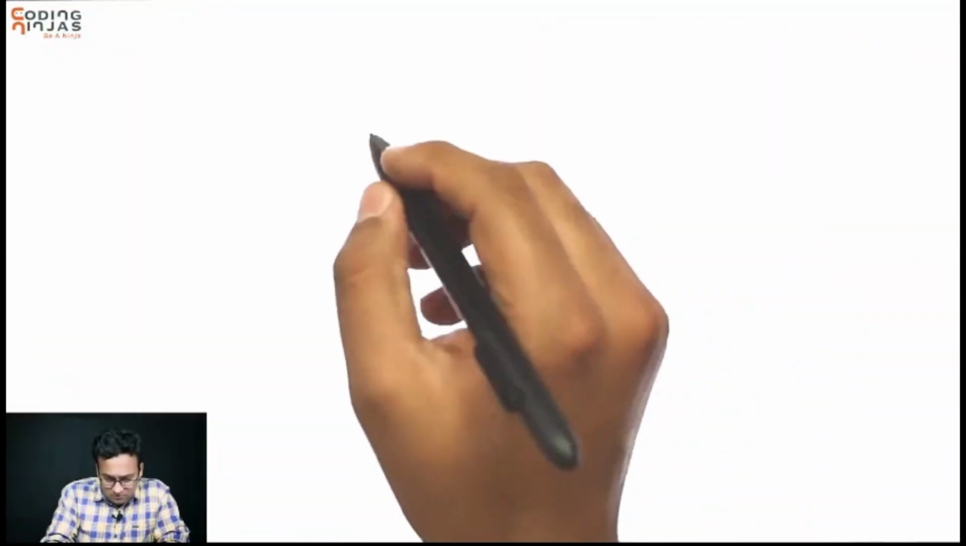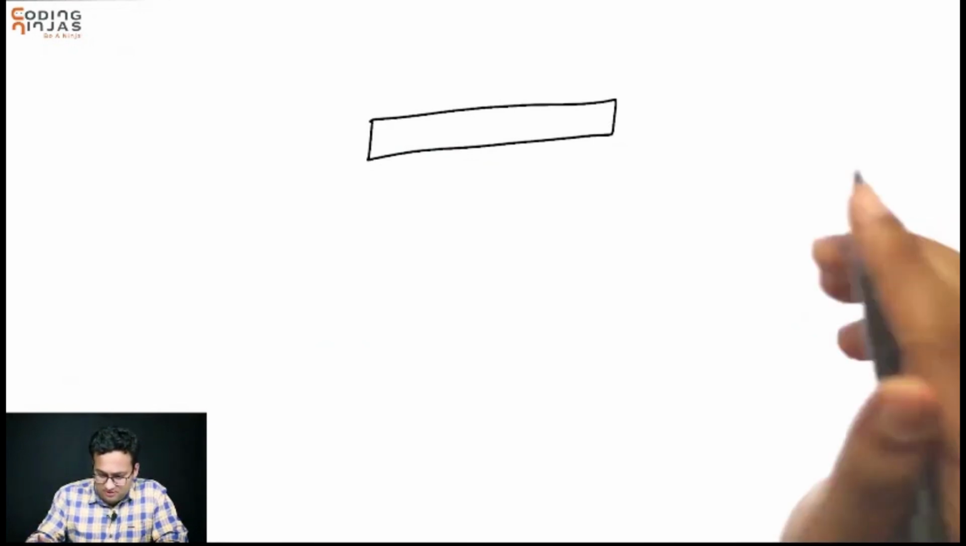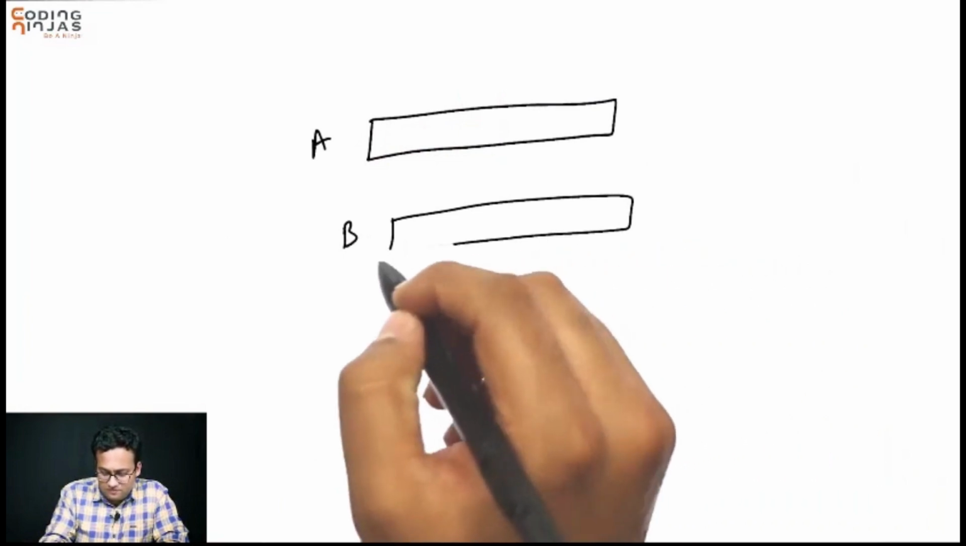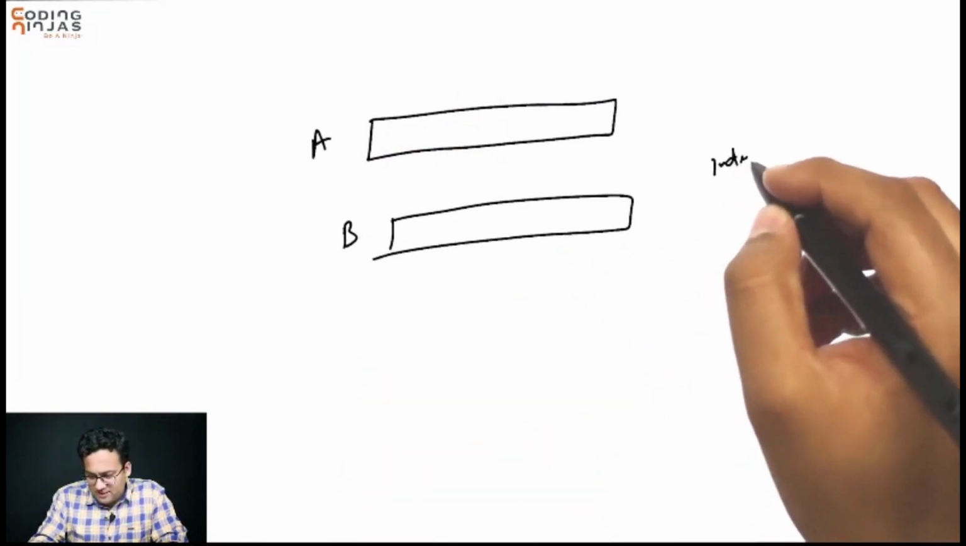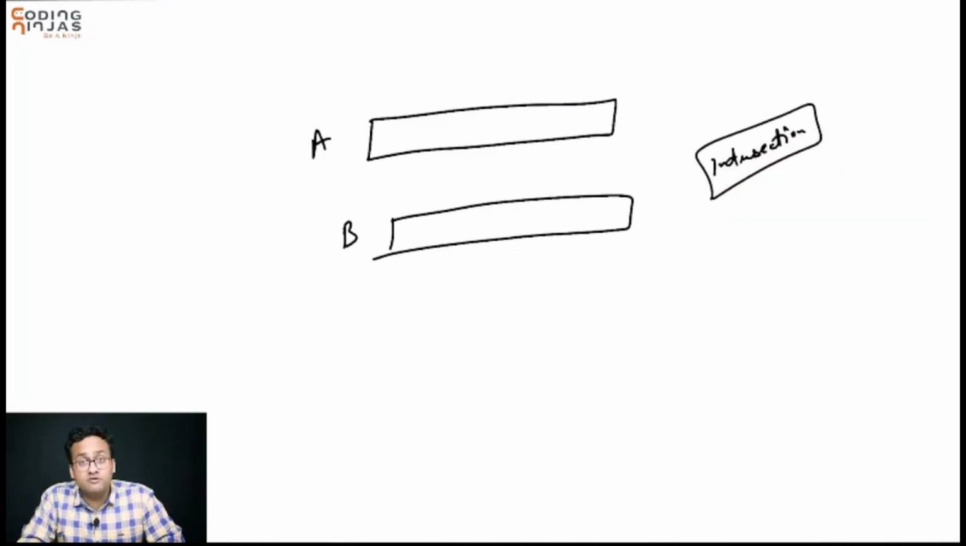Okay, perfect. So let's say I give you two arrays A and B, and I ask you to find their intersection. Right, given two arrays you need to find the intersection.